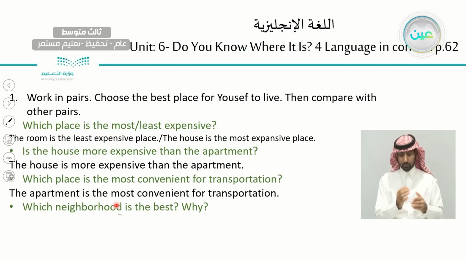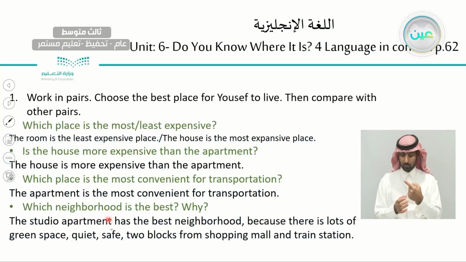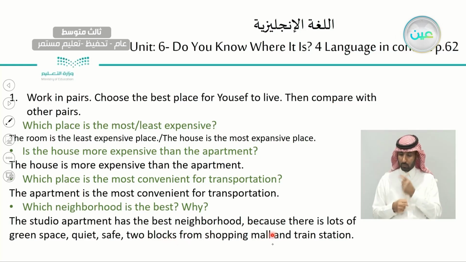Which neighborhood is the best and why? Which one do you think has the best neighborhood? They mentioned something. Yes, here it's mentioned. Try to find it, read it again, try to find where they talked about neighborhood. Okay, the studio apartment has the best neighborhood because there is lots of green space, quiet, safe, 2 blocks from shopping mall and train stations. This is the reason.